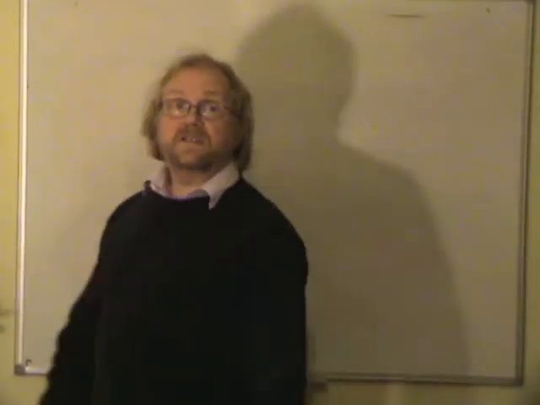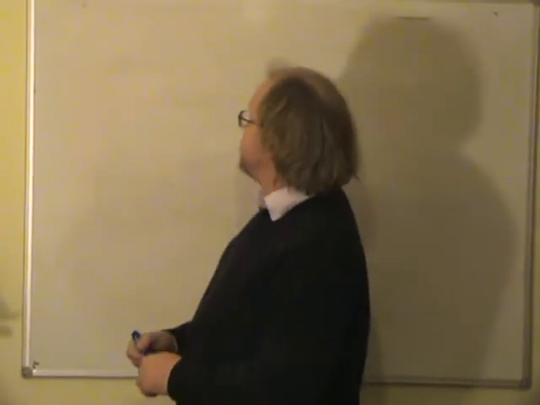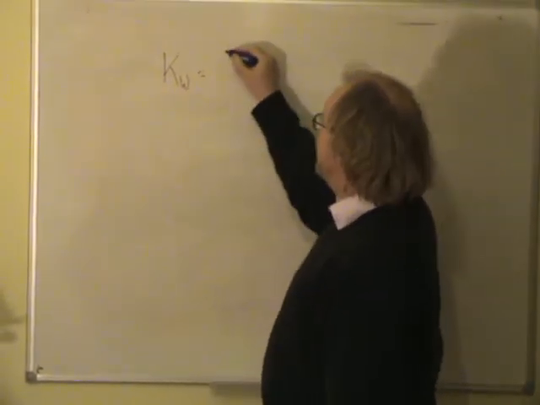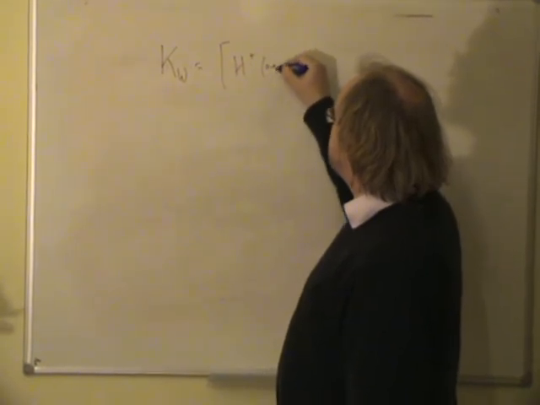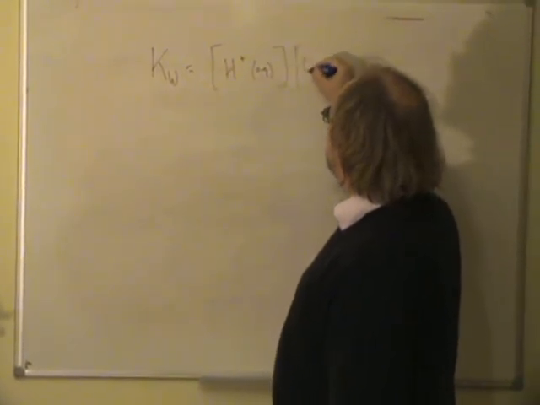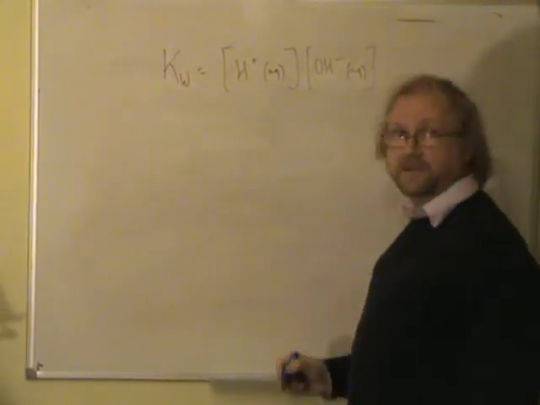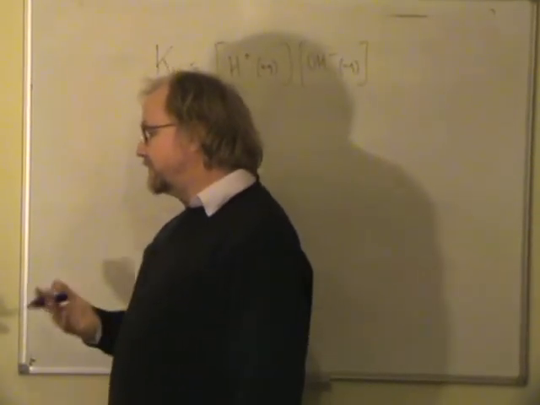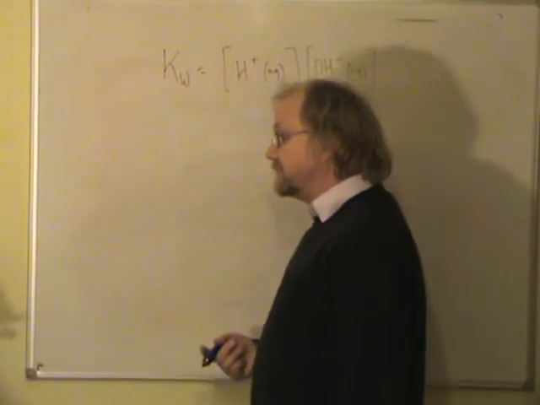Okay, so in question 6 we're starting with Kw, and the first question is simply to define it. So we just get that Kw, remember, is the ionic product of water, so it's just the product of the H plus concentration times the OH minus concentration in an aqueous solution. So that's all you need for the first one.